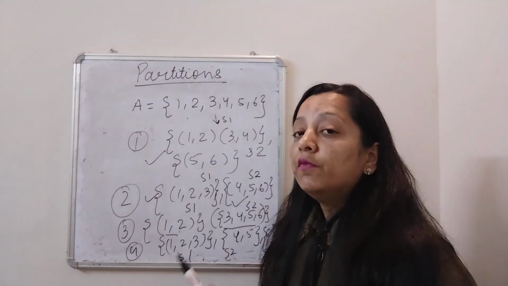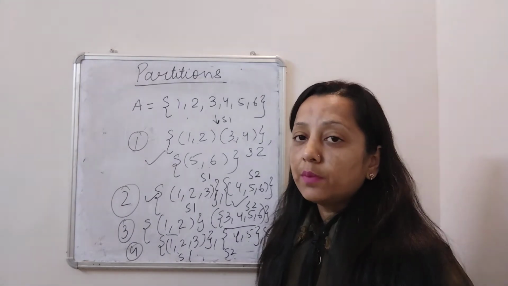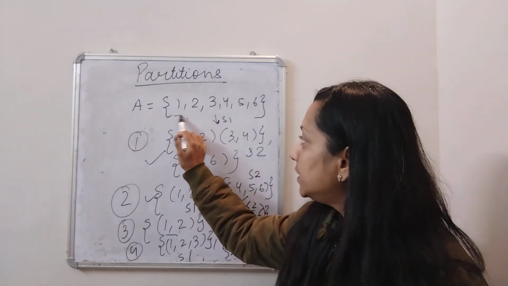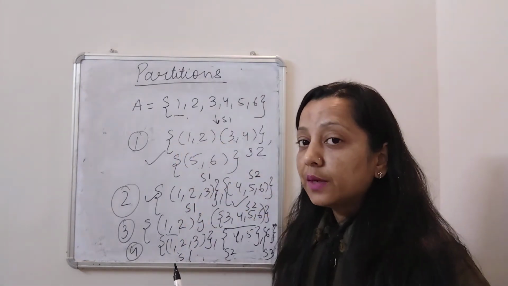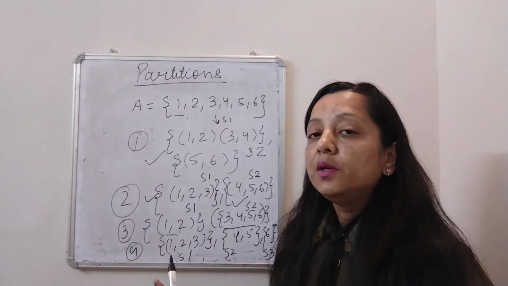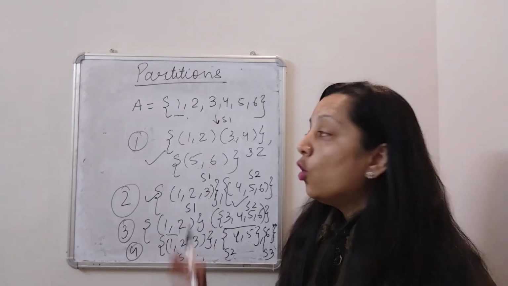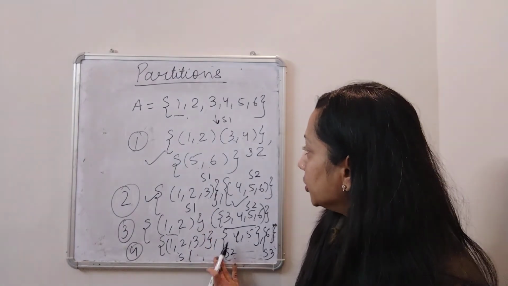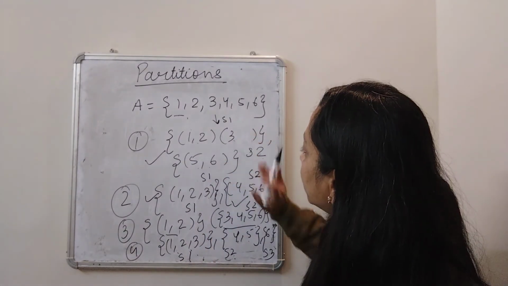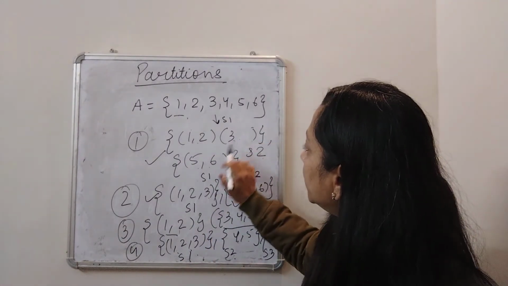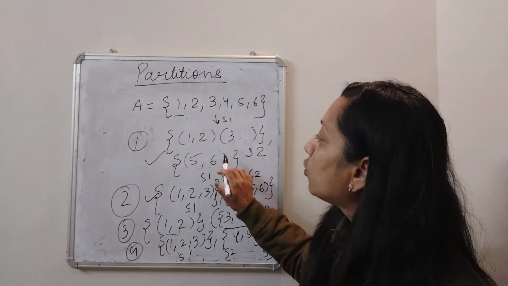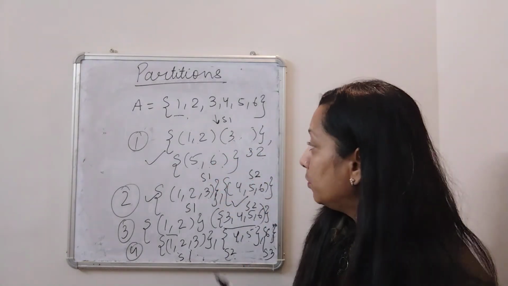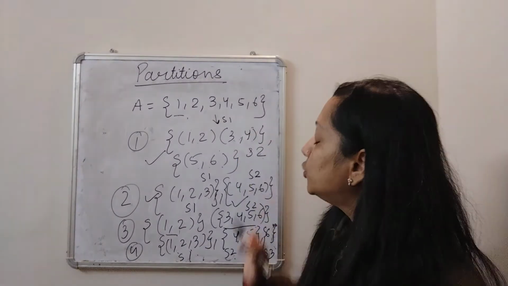But the only thing that needs to be taken care of is that while dividing the set into subsets, all the elements of this set must be taken in one of the subsets, plus none of the elements must be repeated in any of the subsets. Only then can it be called a partition. If I take this partition, with 1, 2, 3 and 5, 6 here, then this will not be called a partition of the set A because 4 is missing here. So 4 needs to be here.